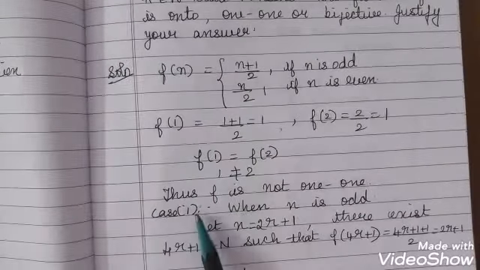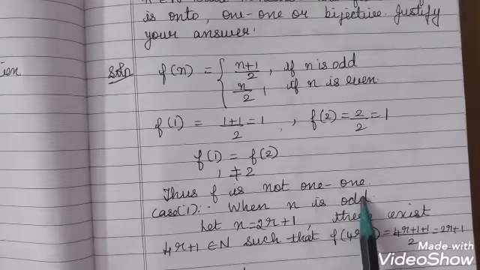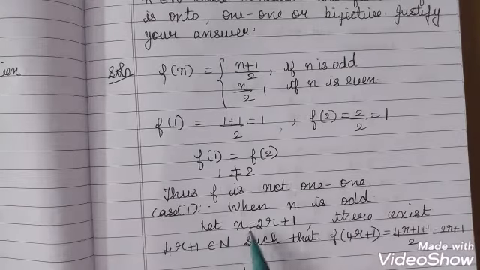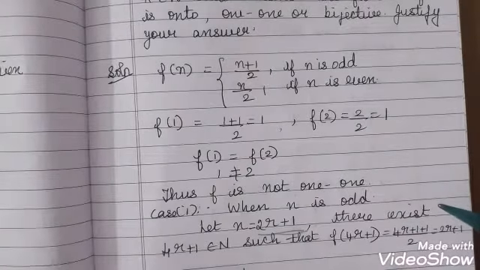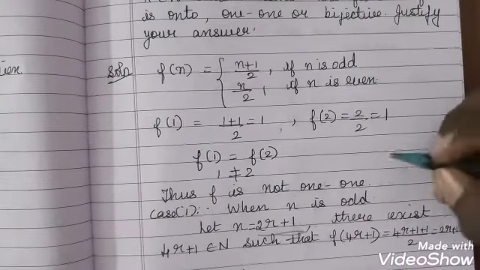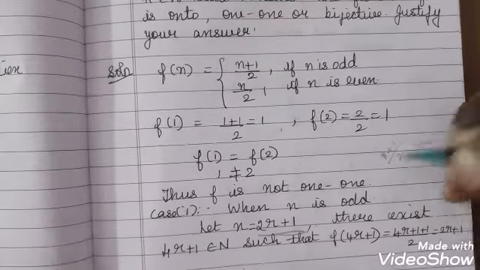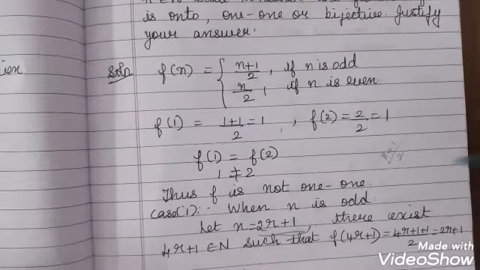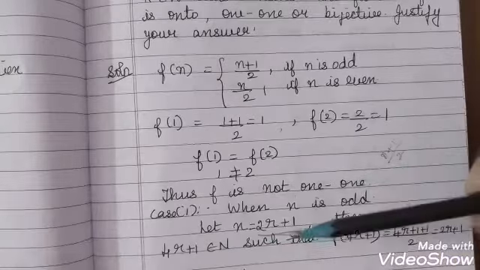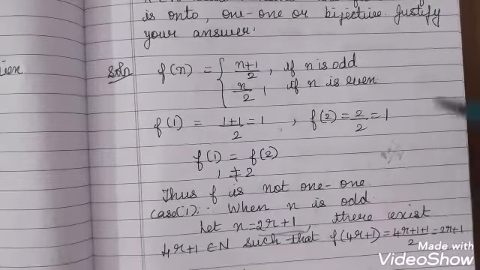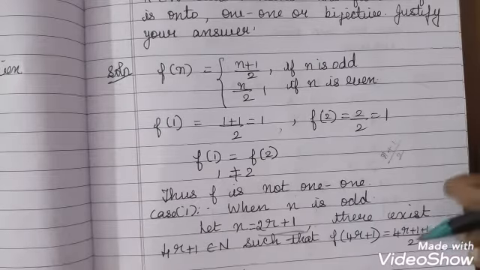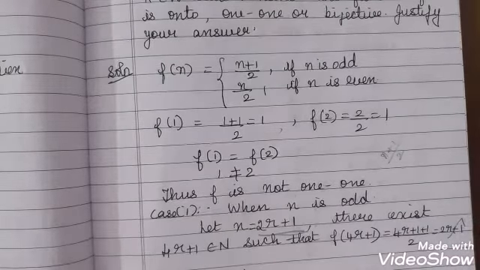Got it? Now here your case 1, when n is odd. So what do you mean by saying when n is odd? Let n be equal to 2r plus 1. So here there exists a 4r plus 1. Why do I write it as 4r plus 1? Because it is (n plus 1) divided by 2, so when it goes to the other side, it will be nothing but twice of that. So we have 4r plus 1 such that f of (4r plus 1) is equal to (4r plus 2) divided by 2. So here it gets cancelled and you are left with only 2r plus 1, and therefore you can say that it is onto.